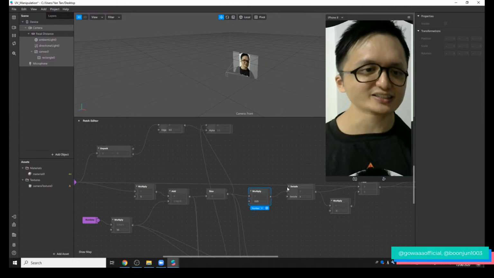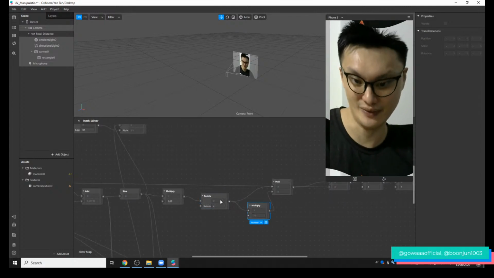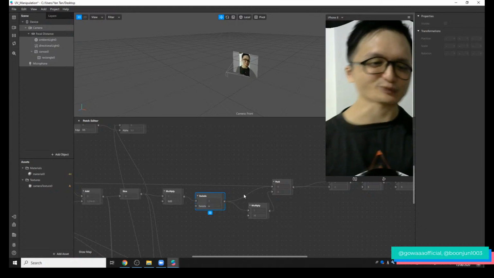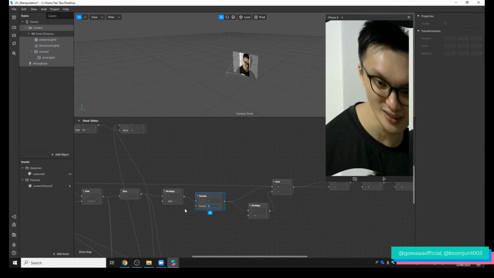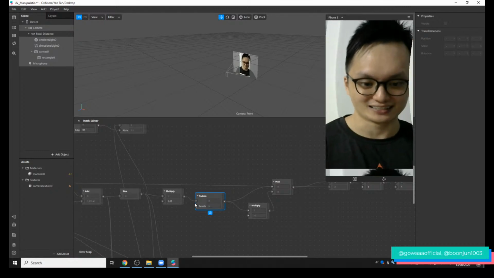And after that, I actually swizzle out to X. So it just means that it will just wave along the X-axis. So if I make it Y, now it's just waving along the Y-axis.